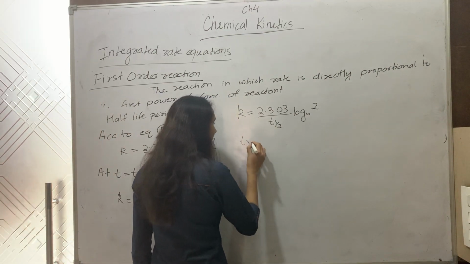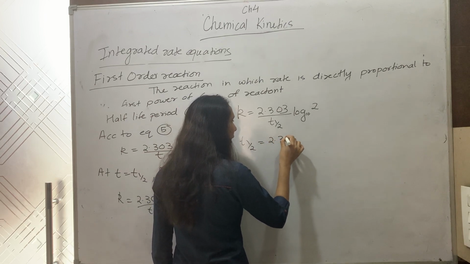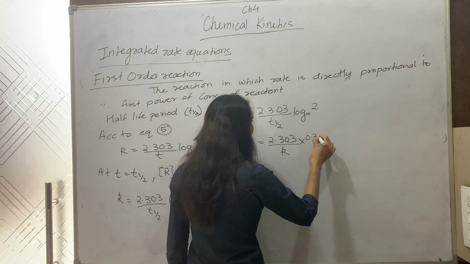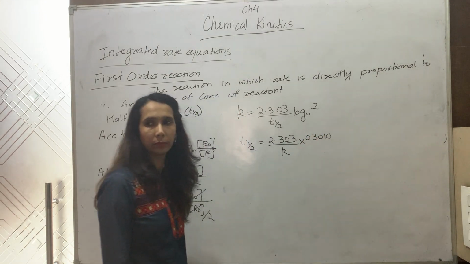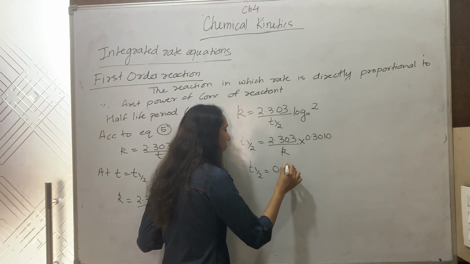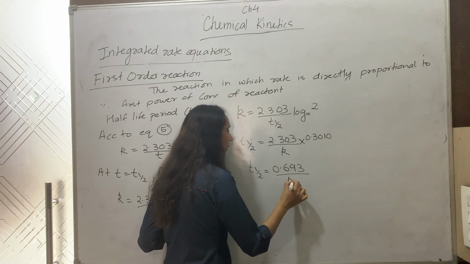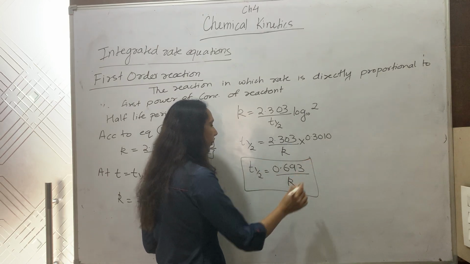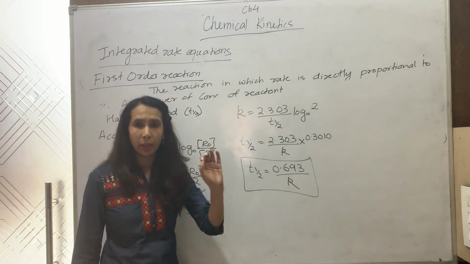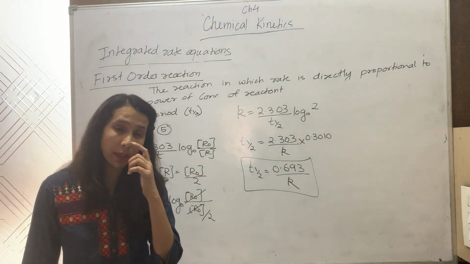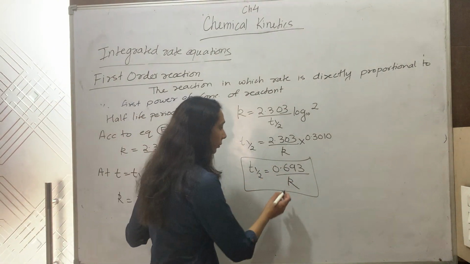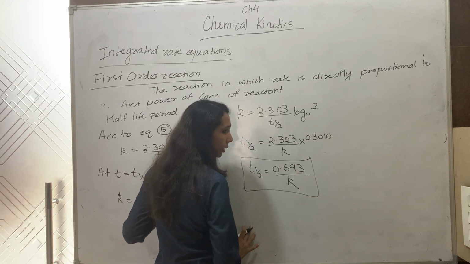T half, I take it here, is 2.303 upon K, and what is the value of log 2? 0.3010. I multiply it, so T half is equal to 0.693 upon K. You can see in this expression, there is no term which represents the concentration of the reactant. No R naught is present here. K is a constant, this number is a constant.